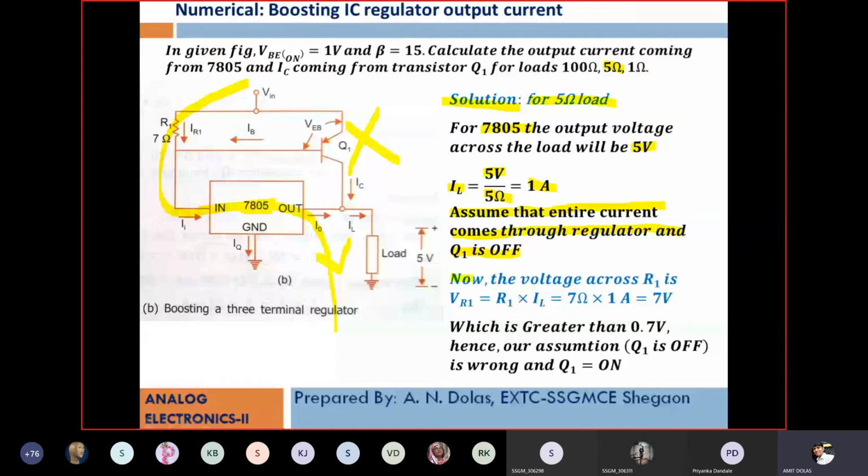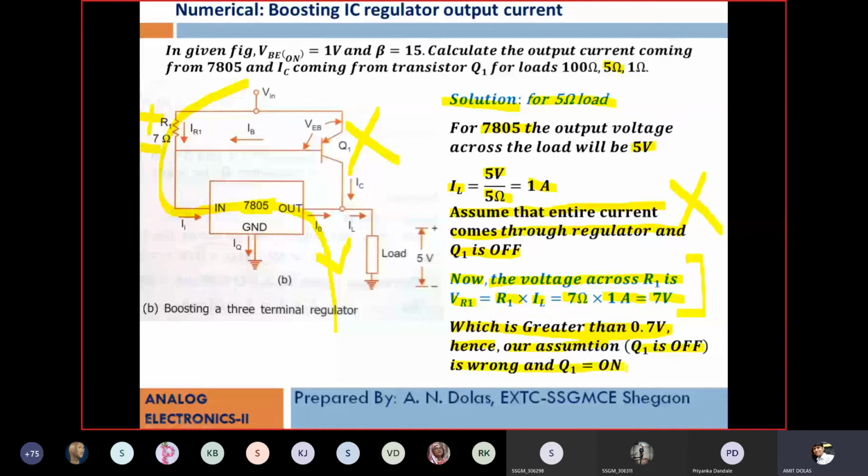Let's verify that. The voltage across R1 will decide whether the transistor is on or off. So we will be calculating the voltage across R1, VR1. VR1 is nothing but IR1 into R1, which is R1 into IL, equal to 7 ohm into 1 ampere. It is 7 volt, which is greater than 0.7 volt. So this shows that our assumption that the transistor is off is false. Hence our assumption is wrong. Transistor Q1 is not off, it is working and it is in on state.